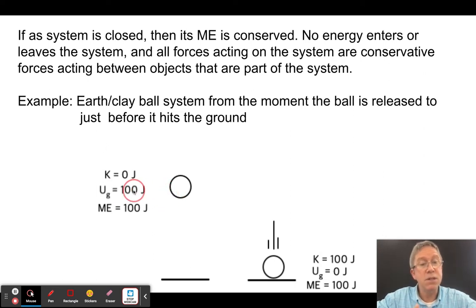I start off, since the Earth is part of my system, I do have gravitational potential energy. I have 100 joules of it, let's say. And so when it reaches the ground, it has 0 joules of gravitational potential energy, but it's all been converted to kinetic energy because gravitation is a conservative force. And my mechanical energy stayed the same. So it's a closed system.